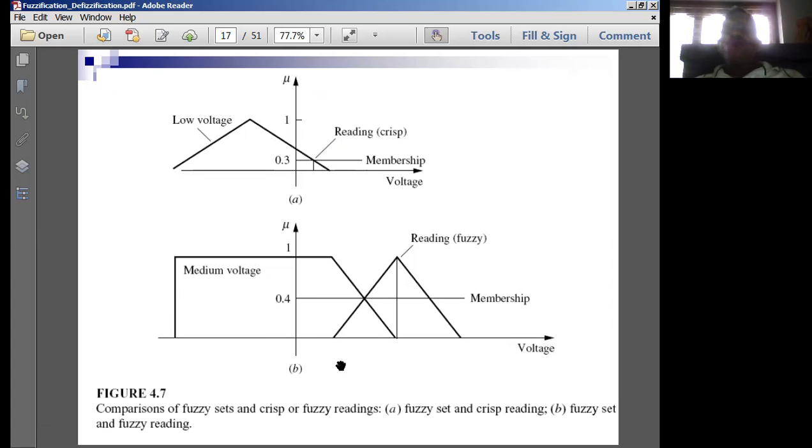In defuzzification, what is happening? We are converting the fuzzy sets to the crisp sets. That is what is called defuzzification. What is fuzzification? We are converting the crisp sets into the fuzzy sets. That is called the fuzzification process, right?